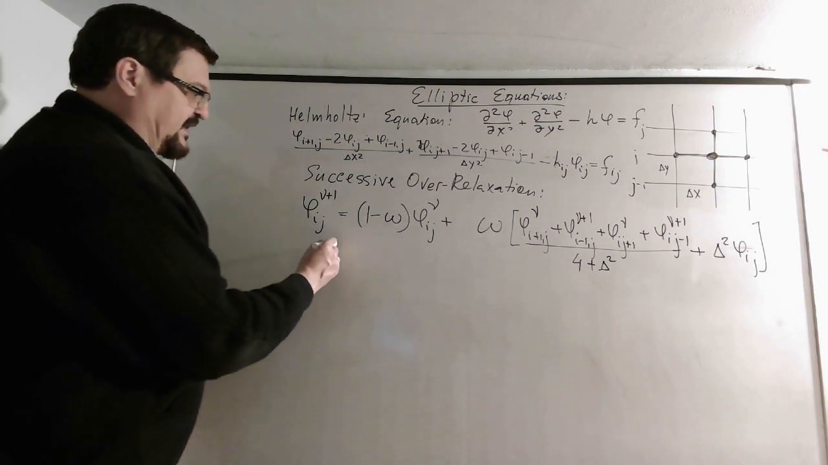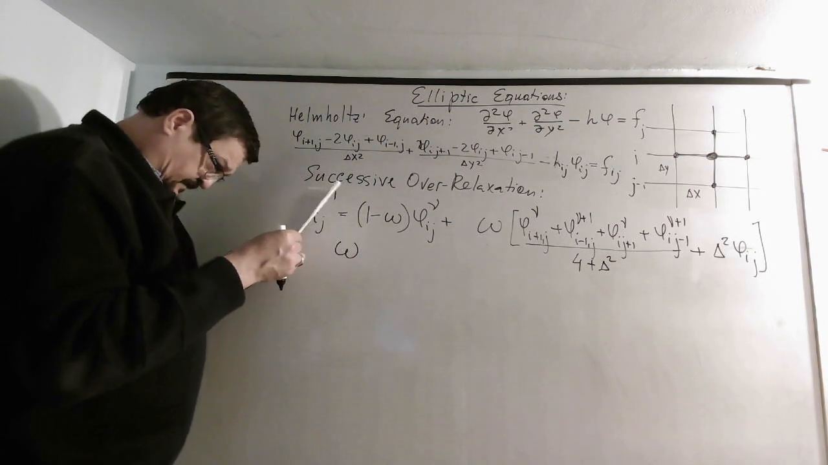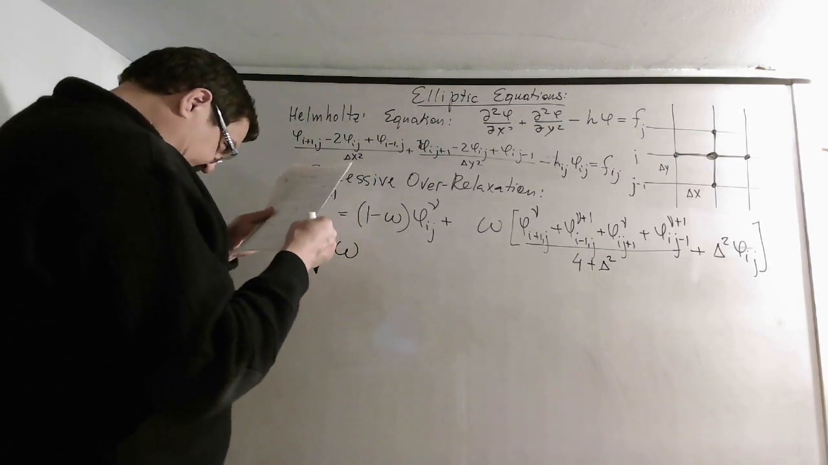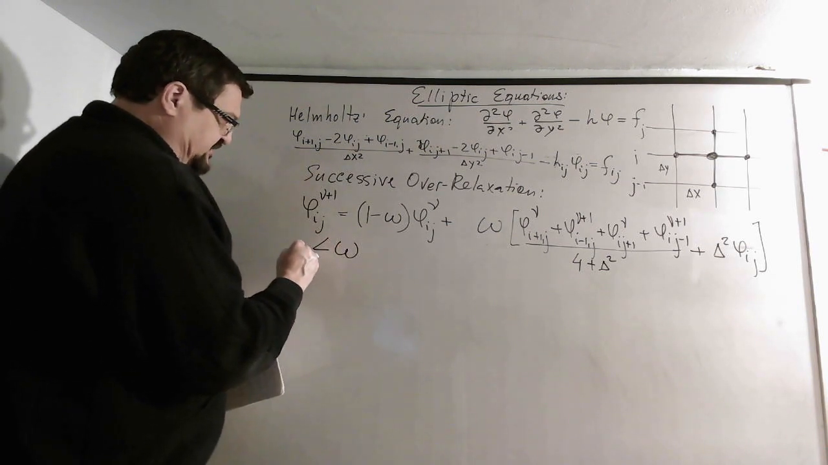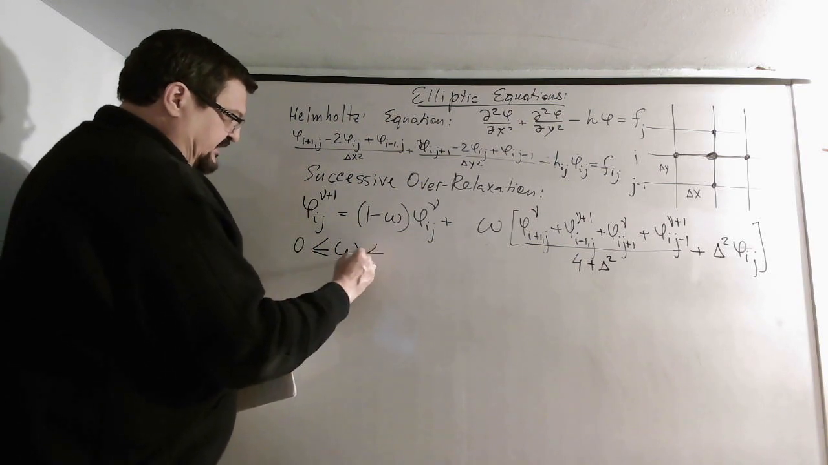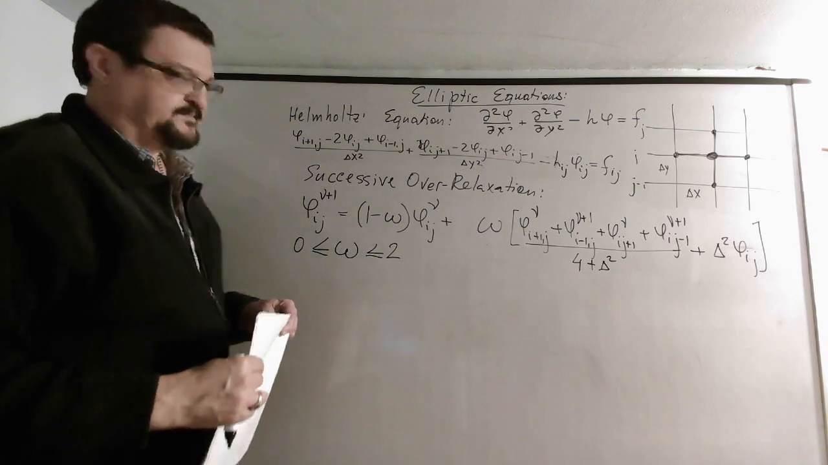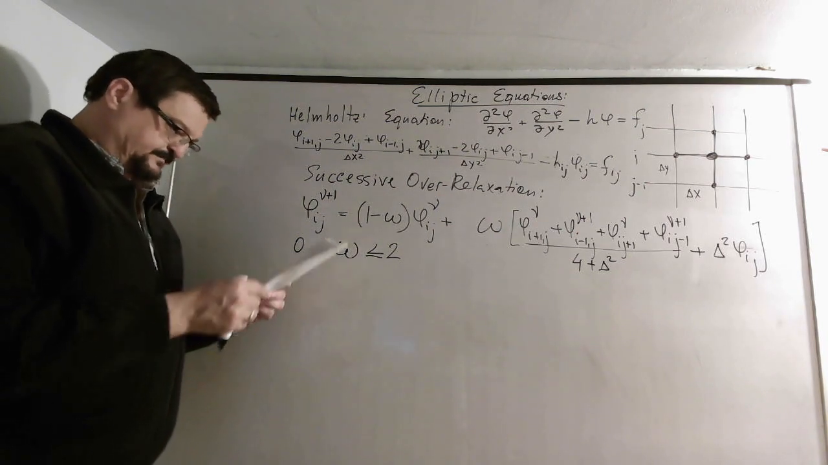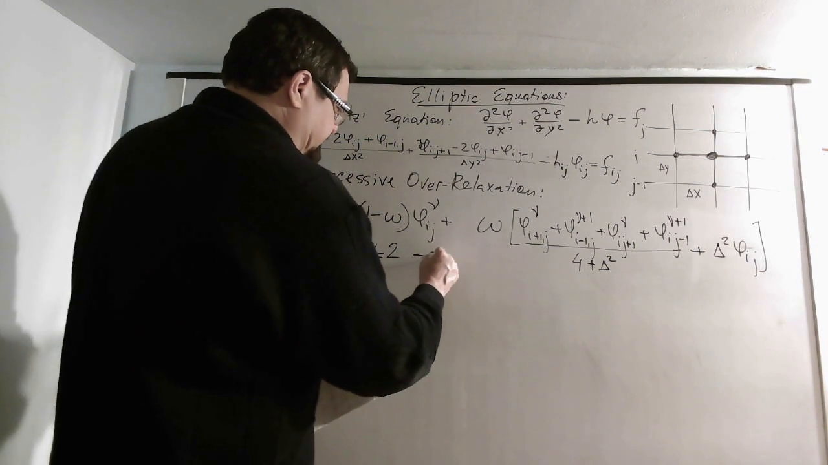And this omega, this weight, is called the relaxation parameter, or over-relaxation parameter. Theoretically it can be shown that this parameter should be greater than or equal to 0 and smaller than or equal to 2. Otherwise, this algorithm would be unstable and wouldn't converge at all. So this is the over-relaxation parameter.